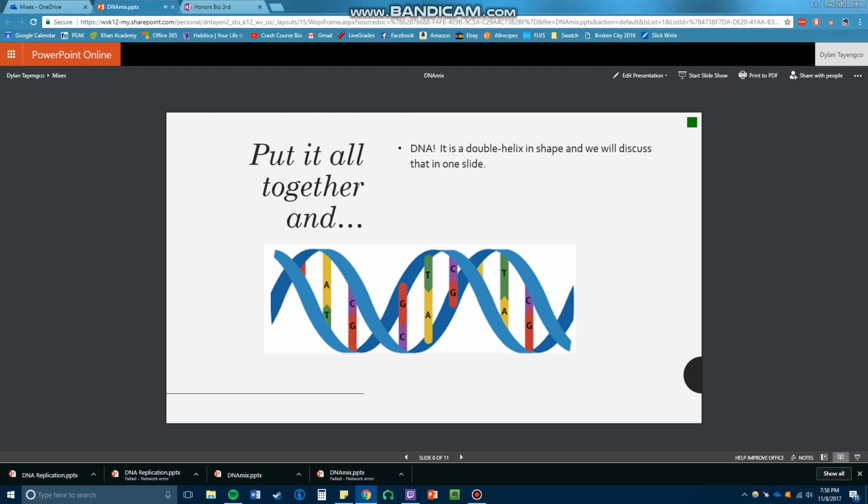Bam, double helix. That's the last major part of this. We twist it up like a spiral staircase. I like this image. It does a good job. It shows the different puzzle pieces, complementary base pairs. The only thing it didn't add was directionality, but that's okay.